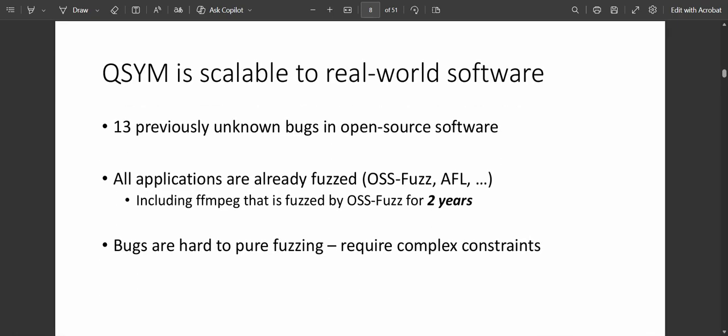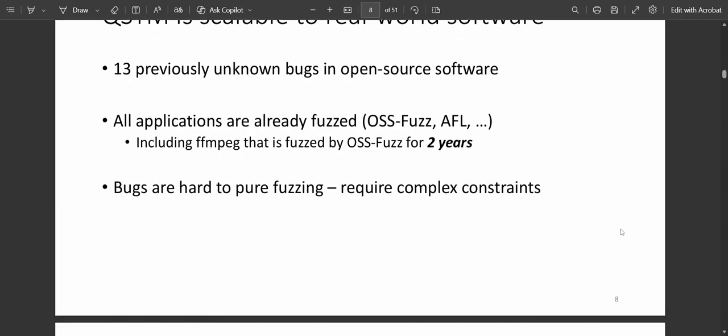QSYM can be used for real-world problems because it has identified 13 bugs that were previously unknown in open source software systems. All the bugs are currently fixed, and all the bugs were hard to find because of the requirement of complex constraints.